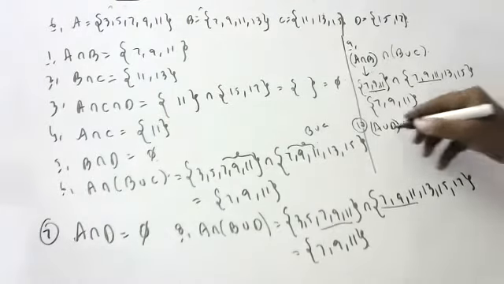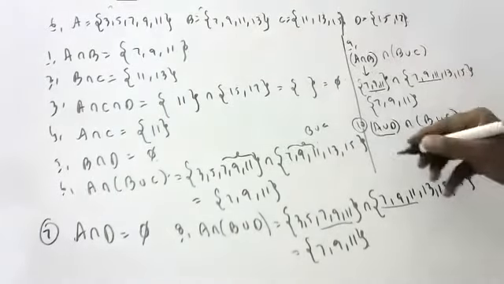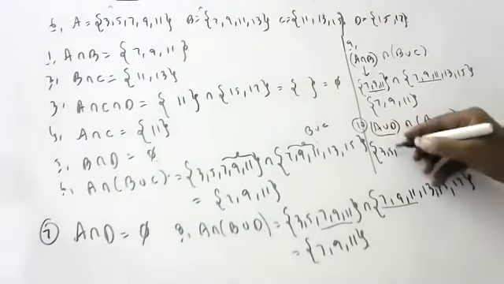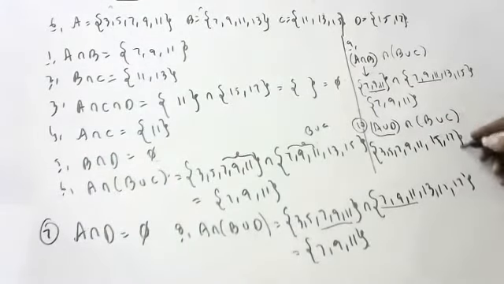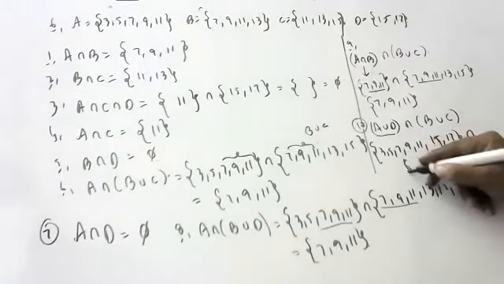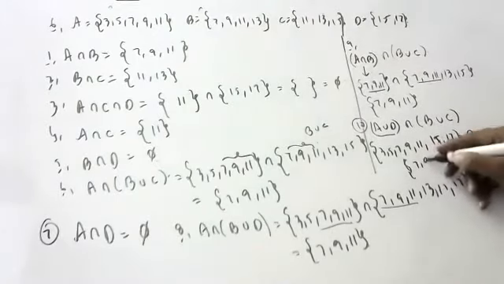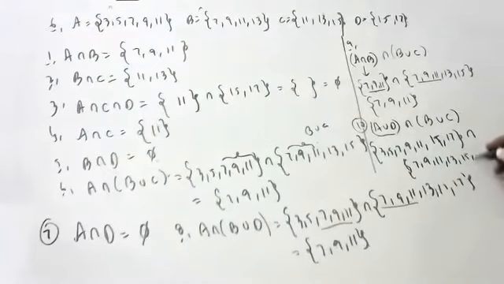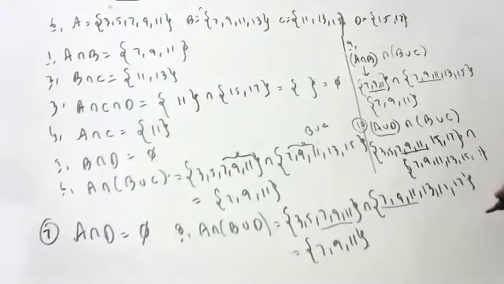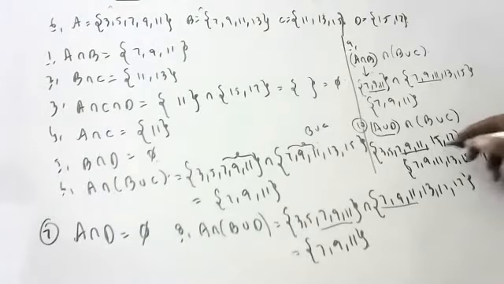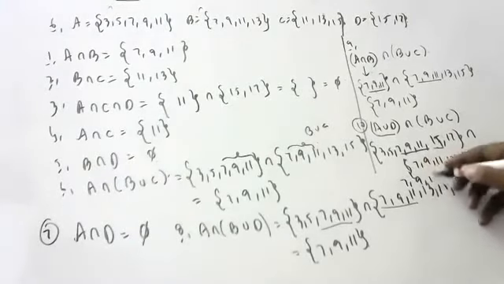Okay. So next one: A union D intersection B union C. Can anyone tell me what is A union D, children? {3, 5, 7, 9, 11, 15, 17}. Okay, very good. Now, can anyone tell what is B union C? {7, 9, 11, 13, 15}. Now, what is common? 17 will not come, because in B union C, 17 is not there, no? What are the common elements, children? {7, 9, 11}. 15 is there, no? 15 also. So {7, 9, 11, 15}.